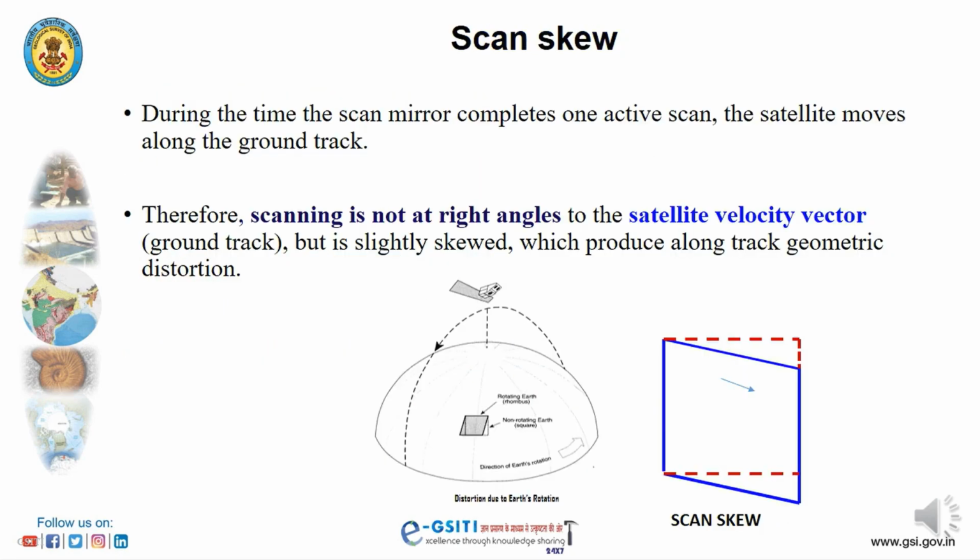Scan skew. During the time the scan mirror completes one active scan, the satellite moves along the ground track. Therefore, scanning is not at right angles to the satellite velocity vector, that is the ground track, but is slightly skewed, which produces along track geometric distortion. In the below figure, we can see the direction of the earth rotation and the distortion which is created due to the earth rotation.